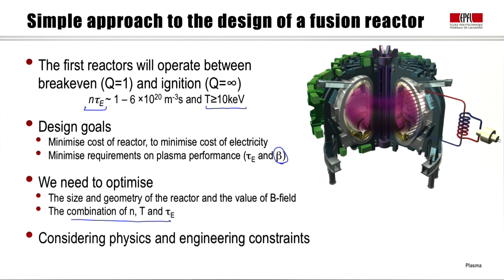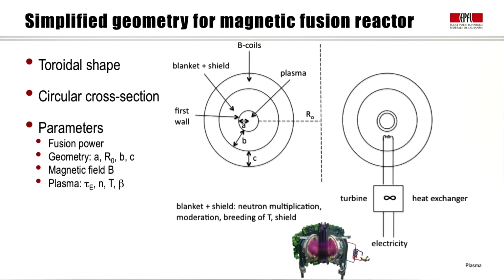And what we need to consider in this optimization exercise are the constraints coming from physics and engineering. So we start by looking at the simplified geometry for our magnetic fusion reactor. We consider a toroidal shape, for example, that of a tokamak, characterized by a major radius, that's the radius of the torus.